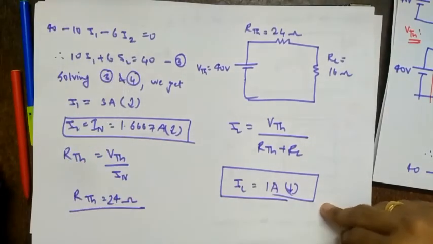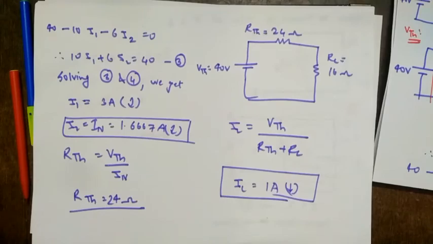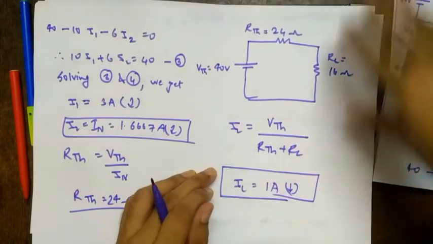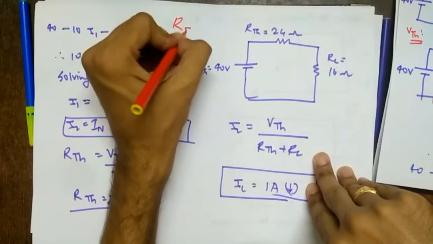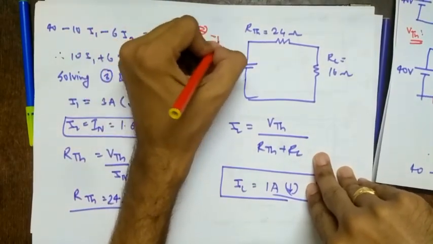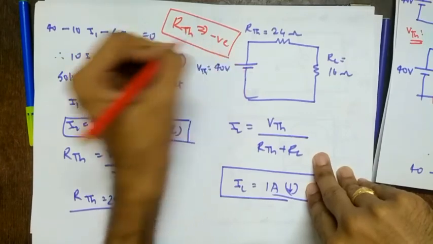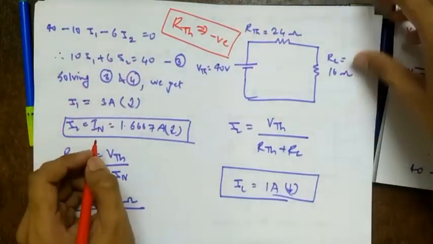Okay. So this is the way we have to solve sums on Thevenin's theorem. And a very important thing, this RTH can also come as negative. So RTH value can be negative also. In the sense I didn't get negative coincidentally, but it can be negative also. Okay.